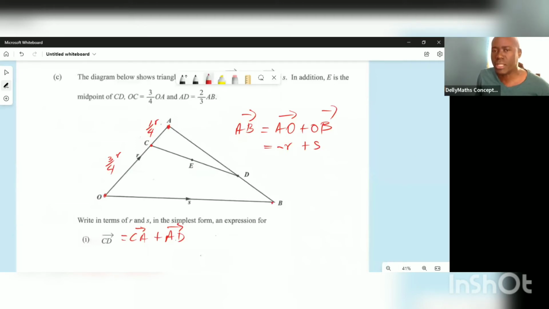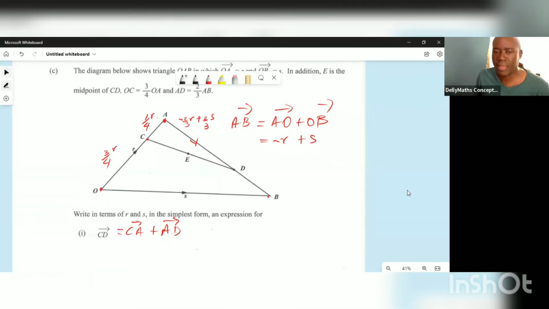So moving from A to O and then O to B. We were just told that AD is actually 2/3 of that. So A to D is 2/3 of this that we just got. So -2/3 R plus 2/3 S. That's what we're saying, and that is AD.